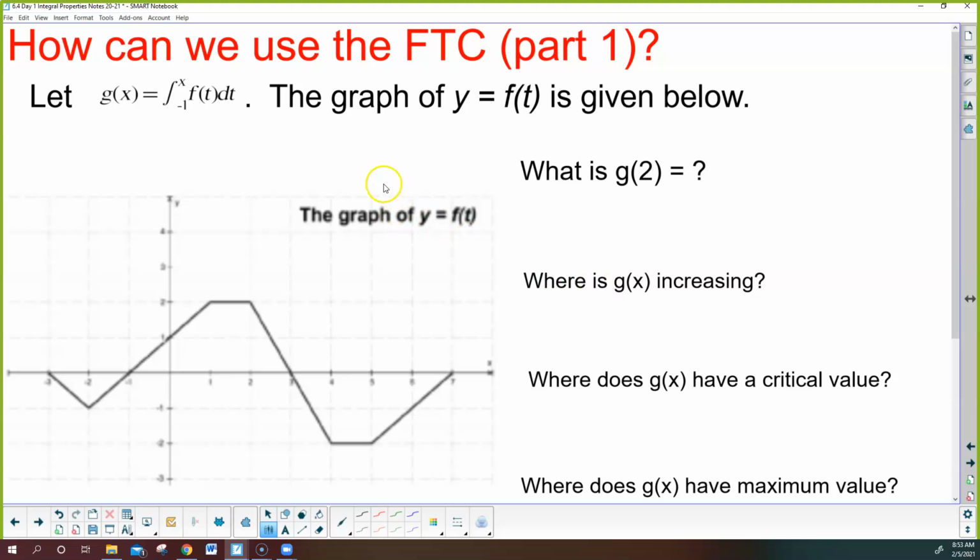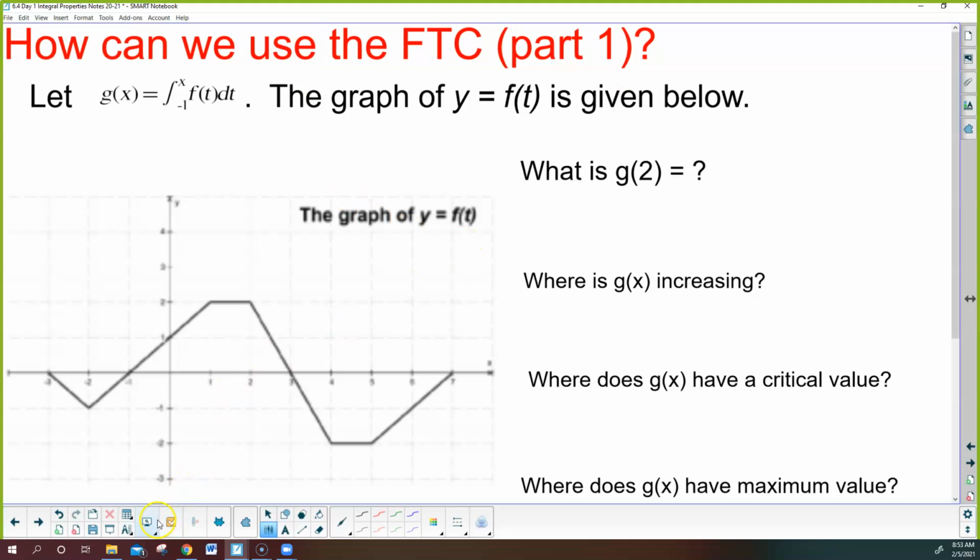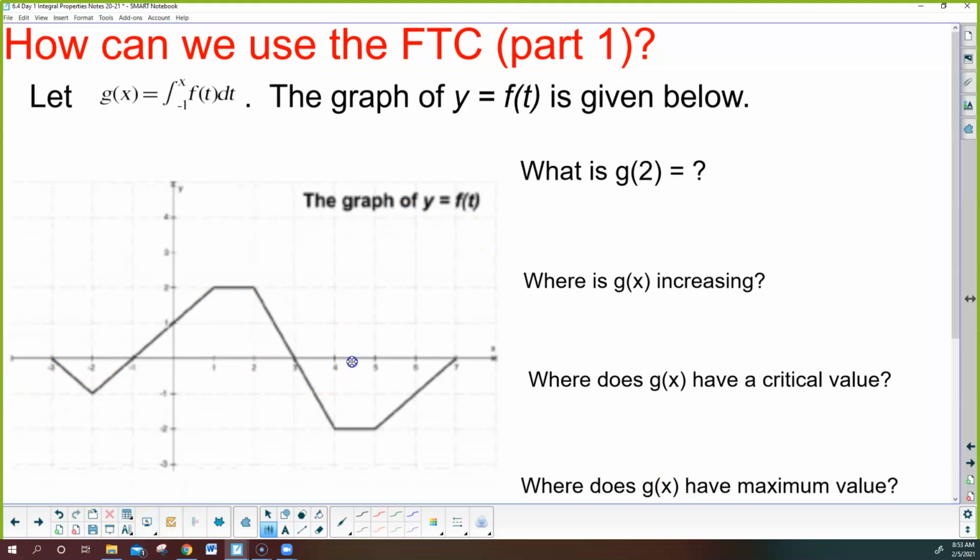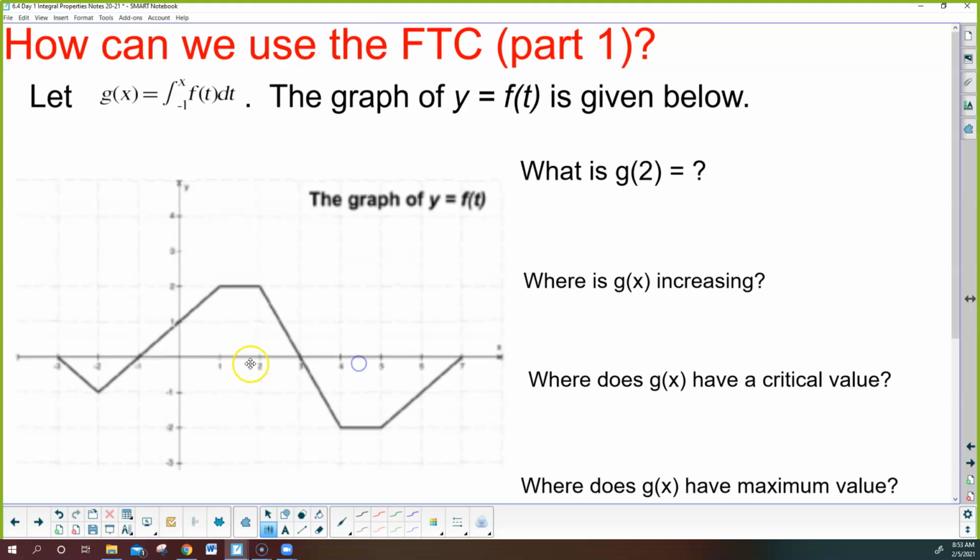Okay, this I definitely want you to write down, and I'd like you to draw a rough sketch, and I apologize because this graph is a little blurry, but our goal is to really focus on this idea of the fundamental theorem of calculus part 1.